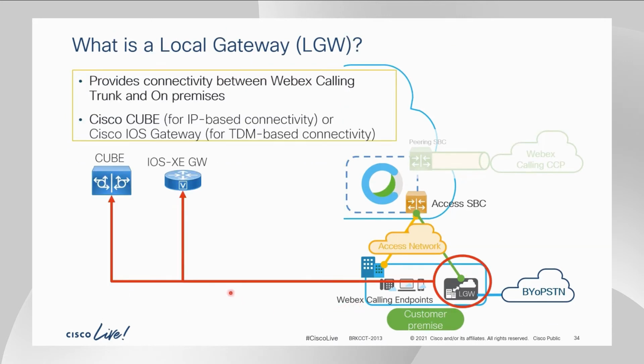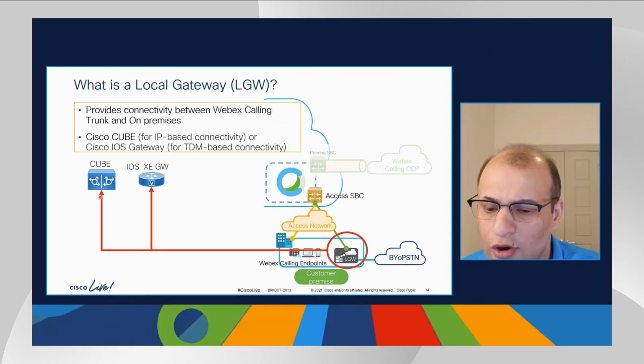Again, a local gateway can be a Cisco CUBE platform for all-IP scenarios, or a Cisco IOS voice gateway for T1/E1 PRI deployment.